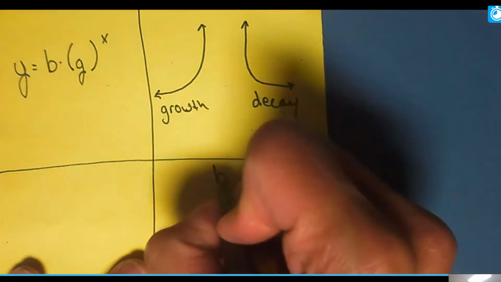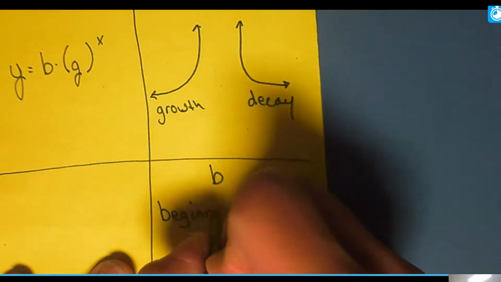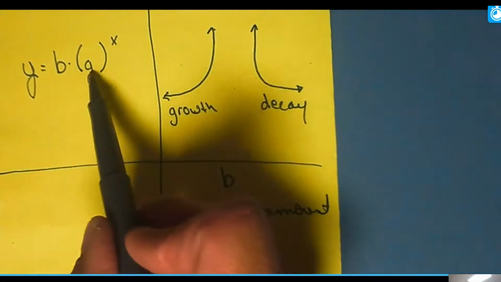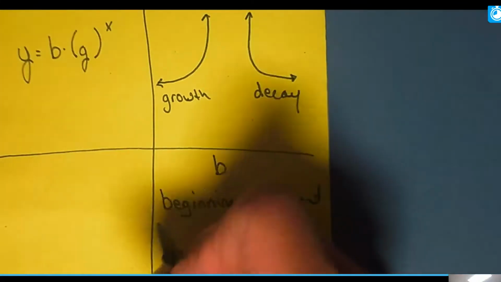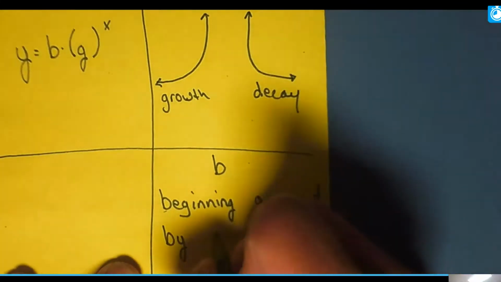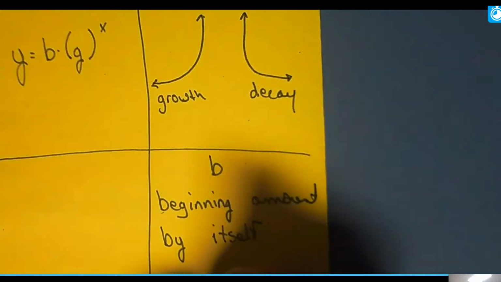So again, b is going to have the same job. So b is your beginning amount. I wouldn't know if I would say it's by itself, but g is kind of closer with x, so I guess you could say that it's by itself. So remember, b by itself, b beginning. Again, it's when x is 0, always, and it's also known as the y-intercept. So b is the same pretty much whether we're linear or exponential.